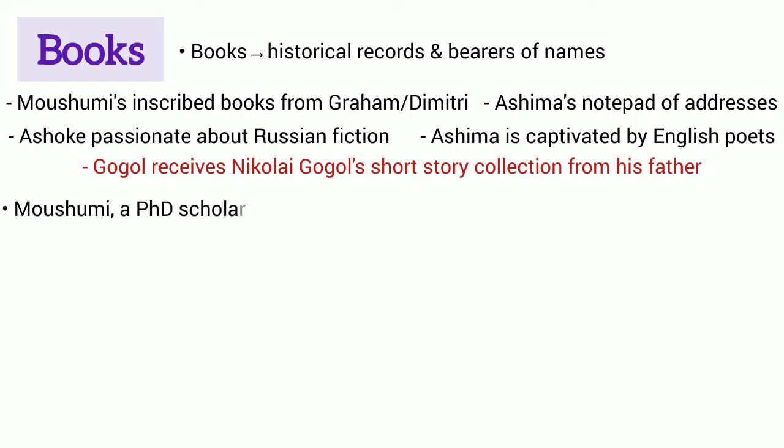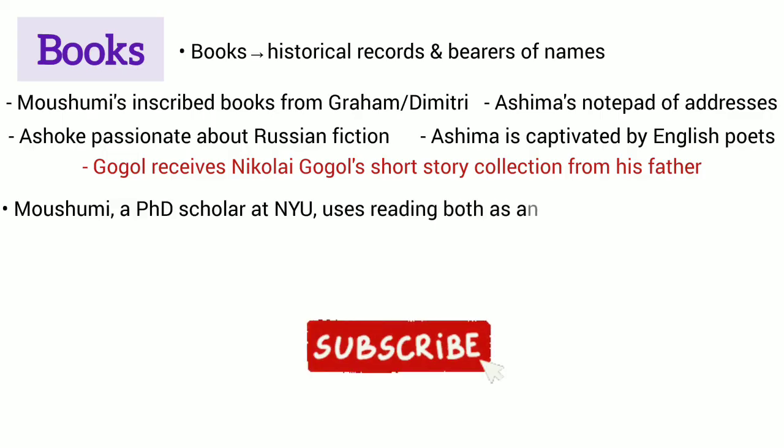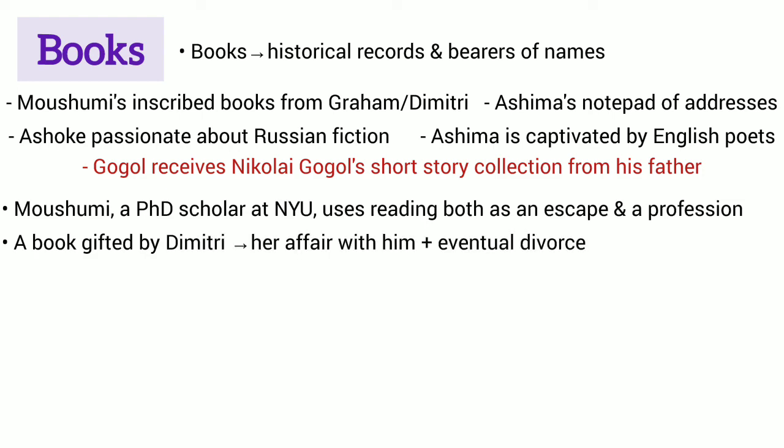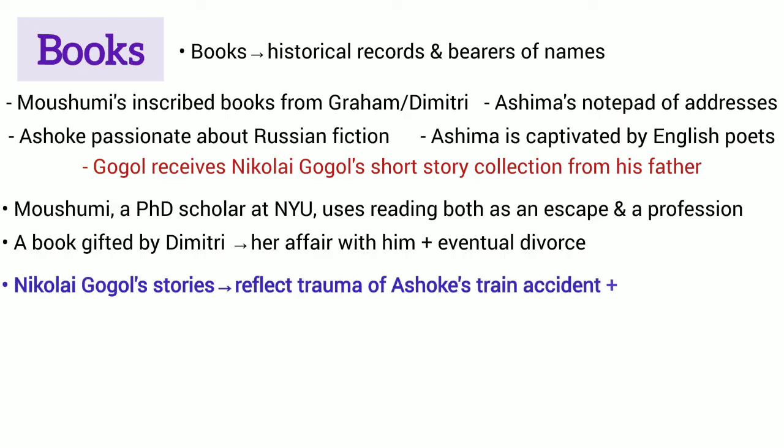Moushumi, a PhD scholar at NYU, uses reading both as an escape and a profession. A book gifted by Dimitri acts as a catalyst for her affair with him and the eventual divorce between Gogol and Moushumi. Moreover, the stories of Nikolai Gogol hold profound meaning, reflecting the trauma of Ashok's train accident and offering enticing tales that inspire him to explore the world. Gogol's name is derived from these stories, representing a connection he struggles with throughout his life.